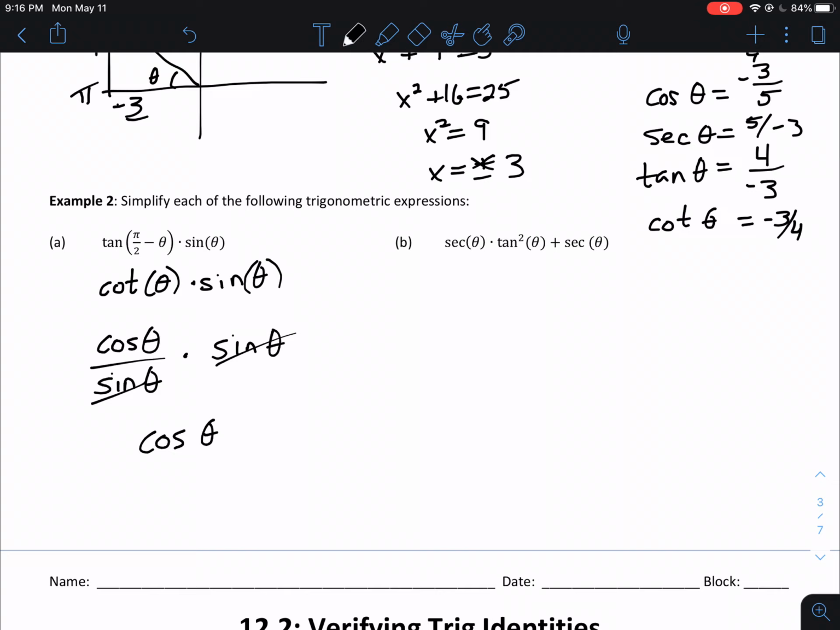Okay, let's take a shot at B here. So we've got secant of theta multiplied by tangent squared theta plus secant of theta. Something interesting we can do, if you look at both of the terms of your expression, is that they both have a secant of theta in common. So let's factor it out like it's a number or a variable. Let's think about what would be left. We'd obviously have tangent squared theta left for the first part. And then when you're taking secant of theta and dividing it by itself, remember that that's going to give you a 1. So now inside the parentheses, we've got tangent squared theta plus 1.